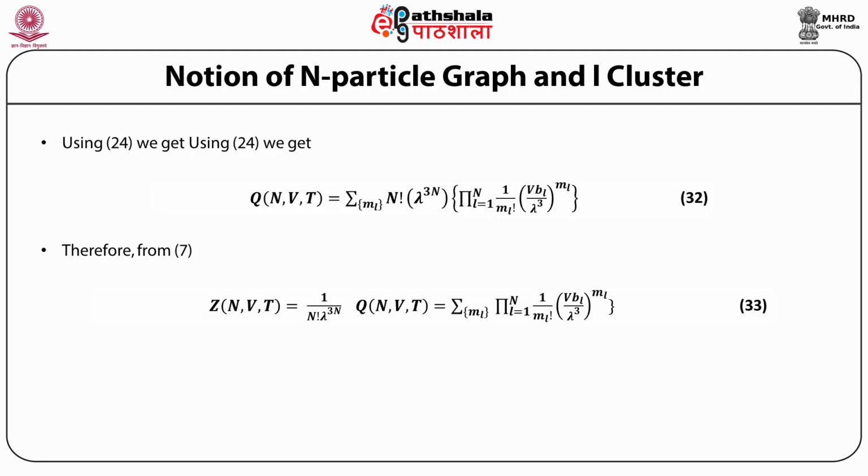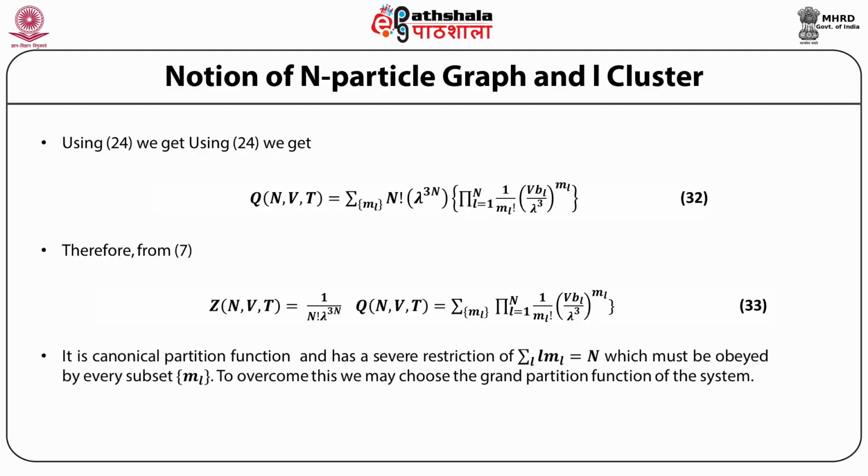power 3N multiplied by Q(N, V, T), equal to the summation over the set {m_l} of the product over l equal to 1 to N of 1 upon m_l factorial (V b_l upon λ³) raised to power m_l. It is a canonical partition function and has a severe restriction of summation over l of l m_l equal to N, which must be obeyed by every subset of {m_l}.